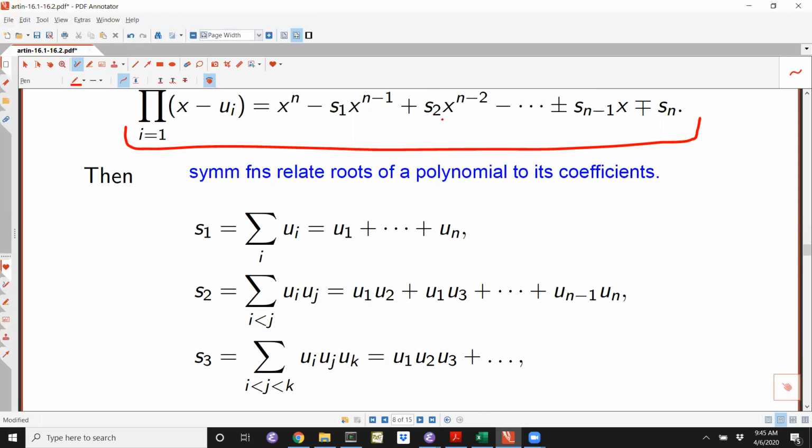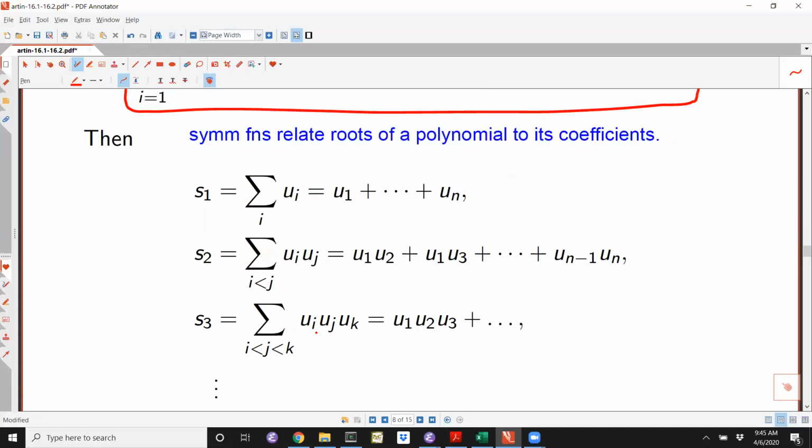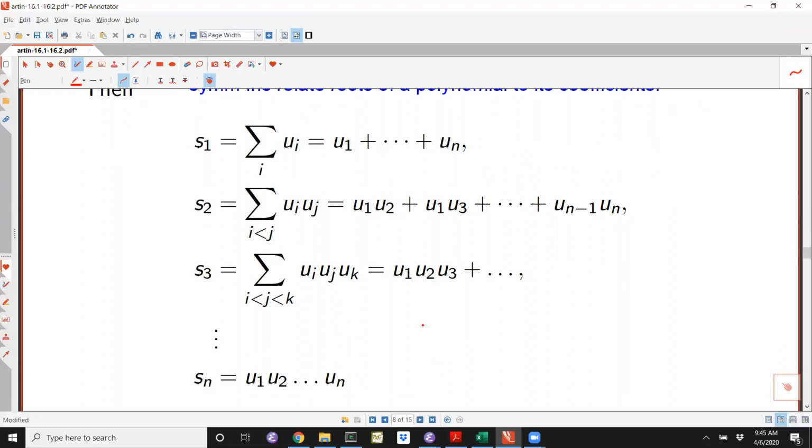The coefficient of the x to the n minus 2 term, the next term, is the sum of all the pairs of coefficients, u sub i, u sub j, where i is less than j. It's really i is not equal to j, but you don't want to double count anything, so i is less than j. The correct way to mark this formally is i is less than j. And S3 is all those triple terms, i, j, k, in that order.